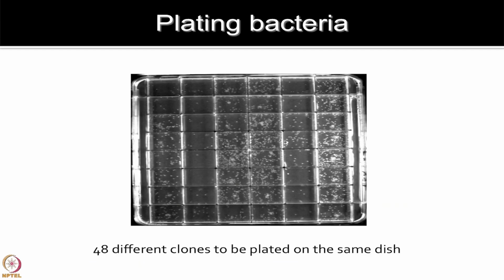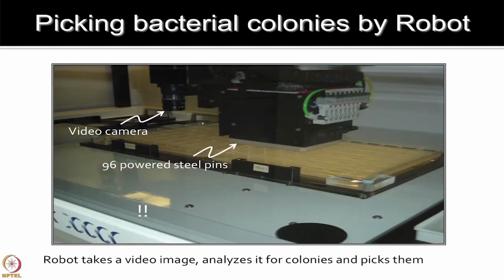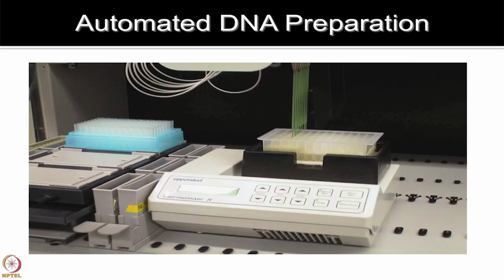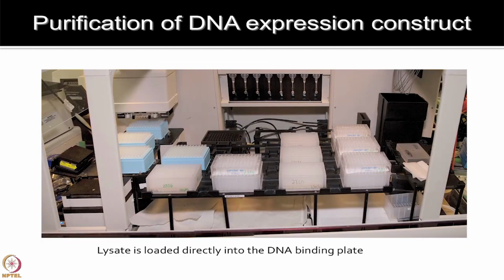These colonies are now made on this particular plate. You can also monitor these things with the robot, which can look at the bacterial colonies and pick up a single bacterial colony, and this is also video recorded, so that you can see whether it is a single colony or not. Again, this is the setup for automated DNA preparation. And now this particular liquid handler, which is very advanced, is used for the purification of DNA expression constructs.